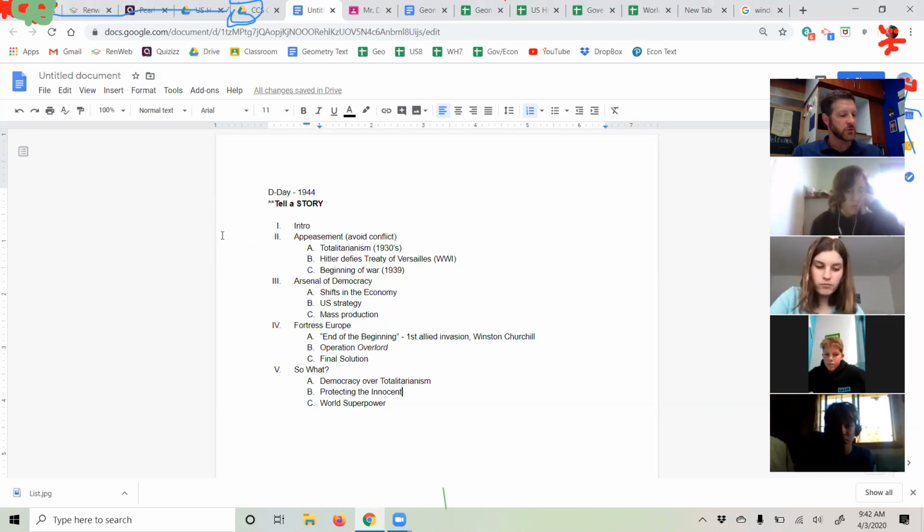We might have stopped Hitler earlier. And so this is where the US becomes a world superpower, with this idea that we're going to be a bit of a policeman or a force in the world for good, in order to protect the two things you've already talked about: democracy, and protecting the innocent.